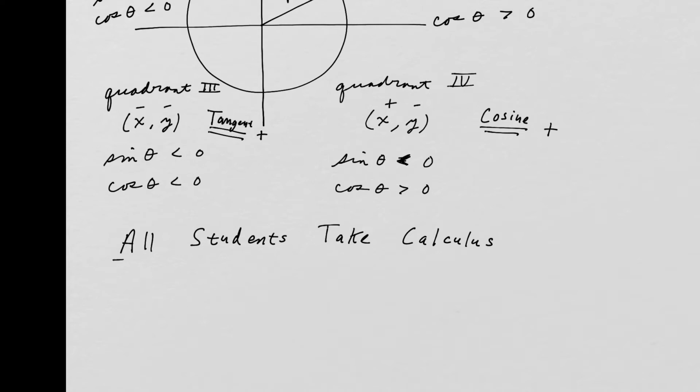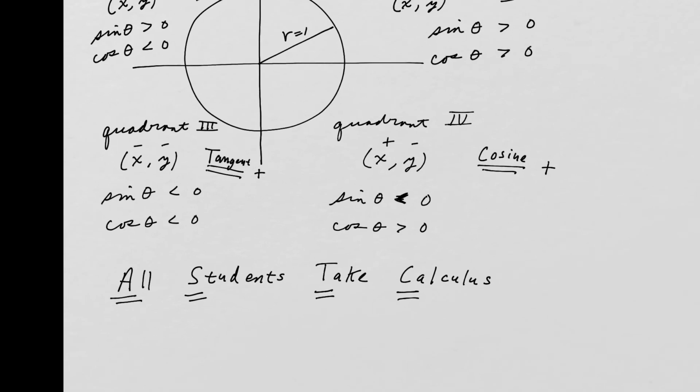In the first quadrant, all the trig functions are positive. In the second quadrant, the sine is positive. In the third, the tangent is positive. Actually, that's why we said that sine and cosine were negative. So tangent is positive. In the fourth quadrant, the cosine is positive. Again, we haven't talked about tangent yet, but the other ones we have. So all students take calculus. I think that's worth remembering.